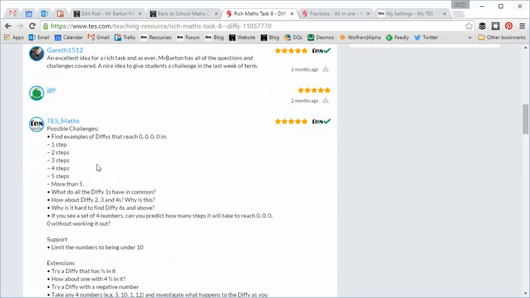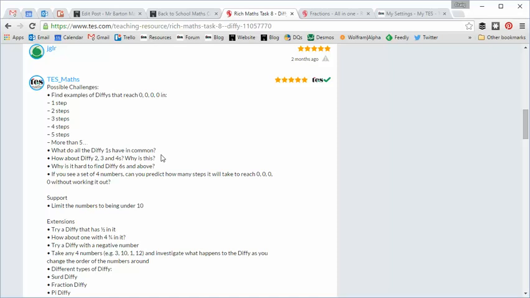So what I've done here on the resource page is I've put loads of examples of some of my favorite questions. So this is a nice way to start. Find examples of Diffies that reach 0, 0, 0 in one step.